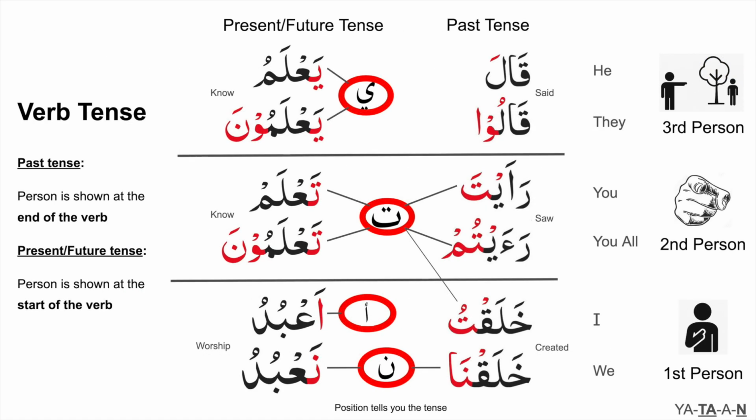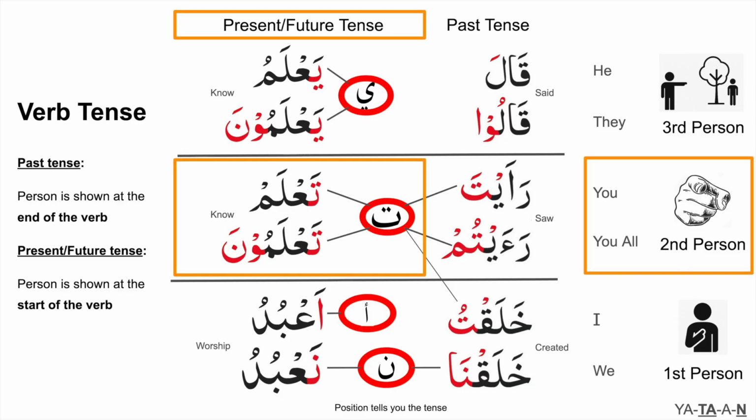Remember this key verb slide from earlier. Past tense is on the right, and present/future tense is on the left. Now we narrow our focus. For this lesson, the most important area is the second person. That means the forms for you and you all. And inside that, our main focus is the present/future tense side.